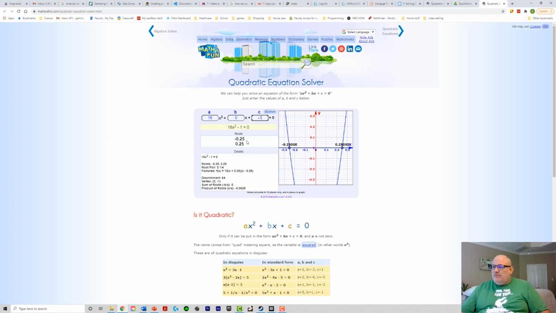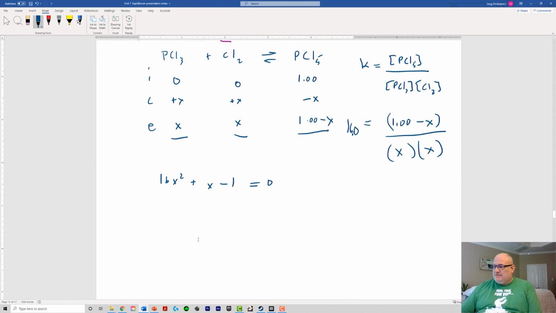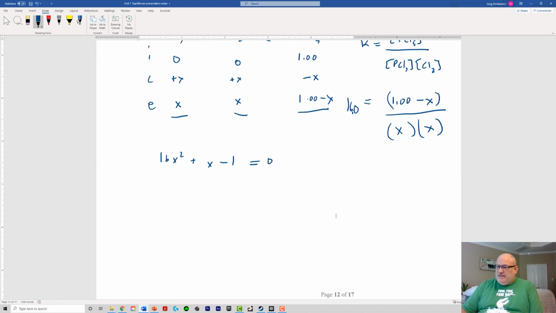Now here's the problem. Can you have a negative concentration? To that I would say no, you cannot. So when I go back to my original problem, I'm going to say that my x needs to be 0.25.